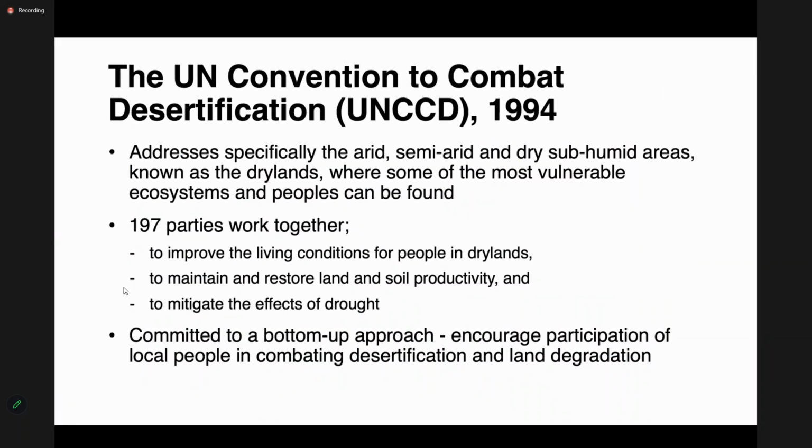Then there's the UN Convention to combat desertification, addressing ecosystems and people are found.